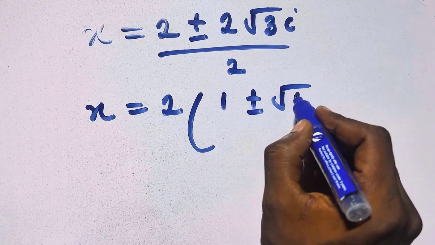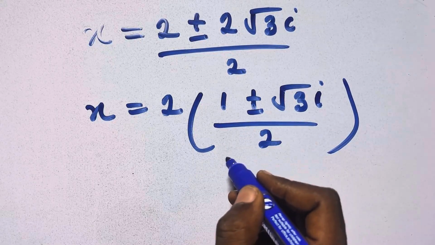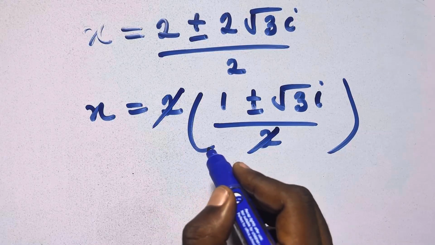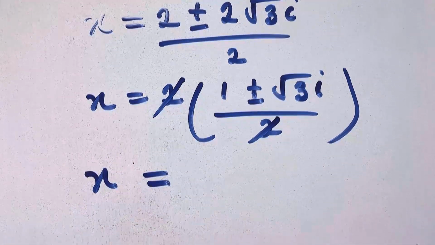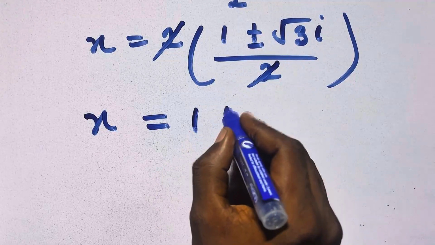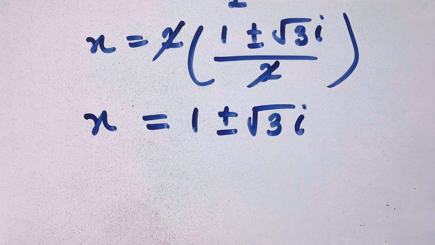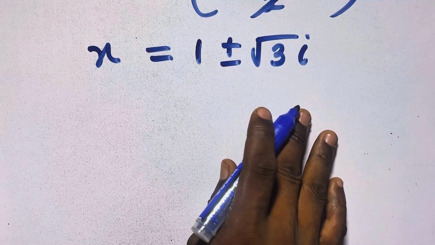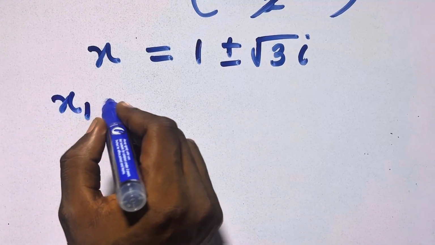We can actually factorize 2 out here. So we have 2 multiplied by 1 plus or minus square root of 3i divided by 2. And what will happen here is this will cancel out this, right? So we are going to have x equals 1 plus or minus square root of 3i. I hope you understand. So we have two solutions here.